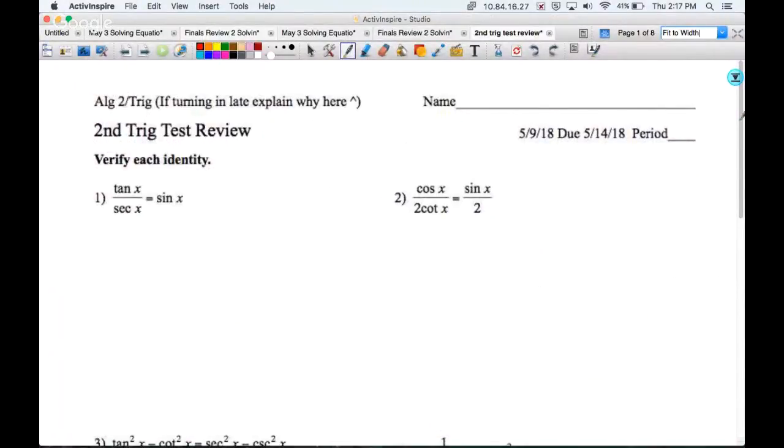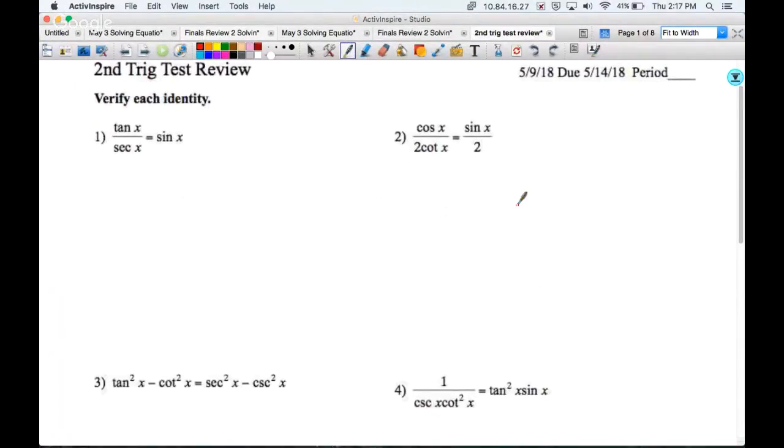Verify each identity. When doing verifications, it's all about showing your work. It's not like we're trying to get one answer. The work is the answer. I mean, this identity is assumed to be true. We just have to prove it.